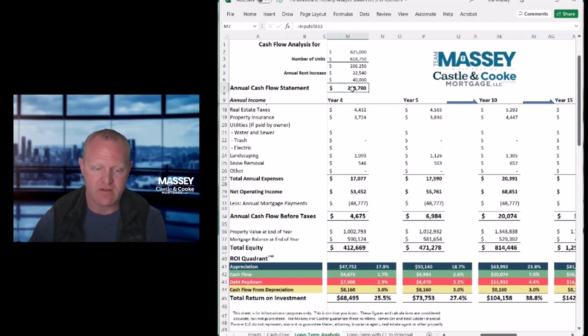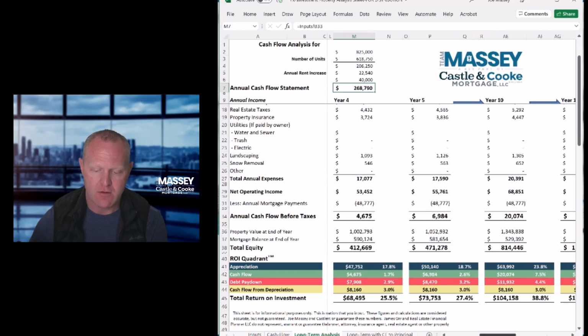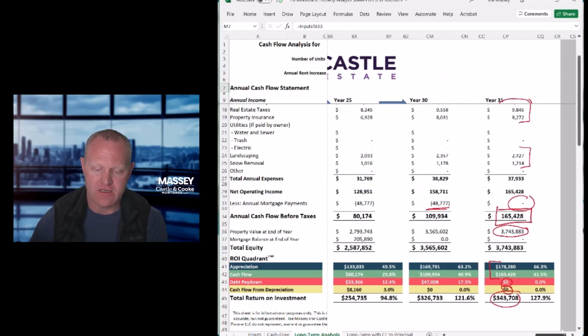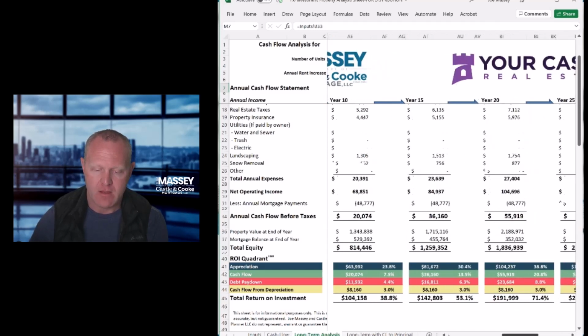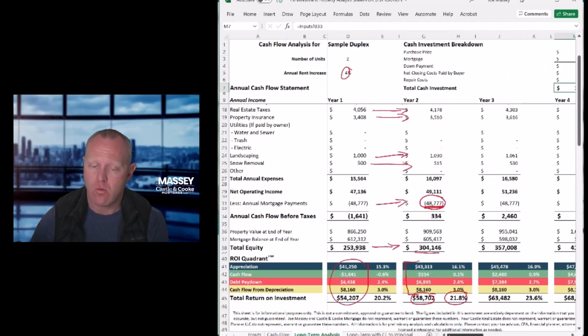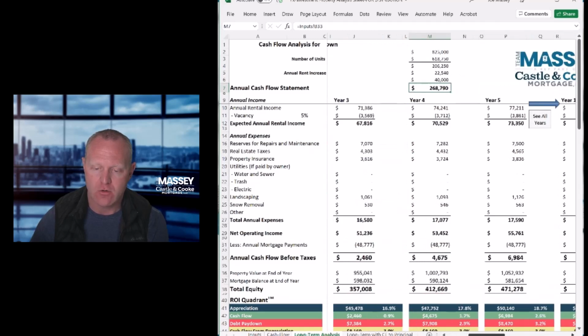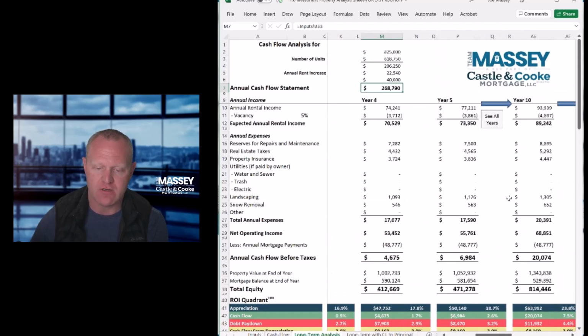They invested $268,000, and now that property is generating more than their initial investment every single year once the property is paid off. Another cool thing that I like to look at is the return on investment quadrant. When do you get to a 100% return? Meaning, when does this property generate your initial investment every single year?